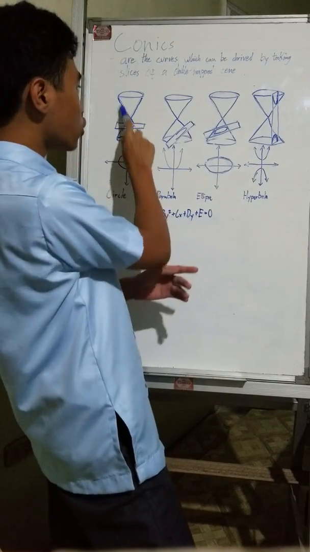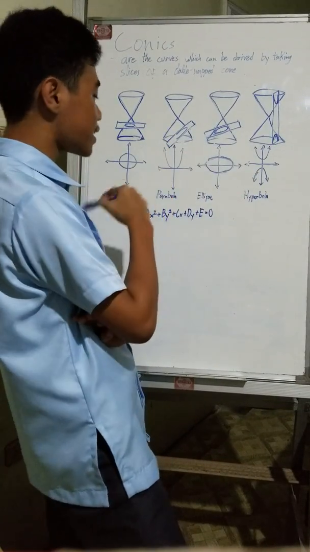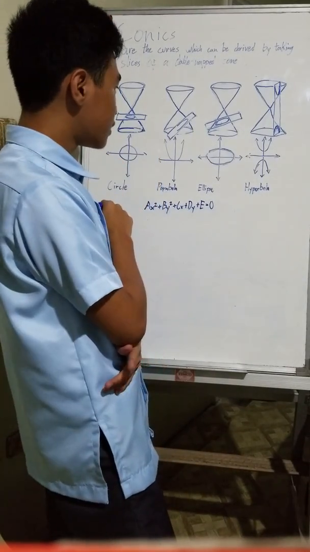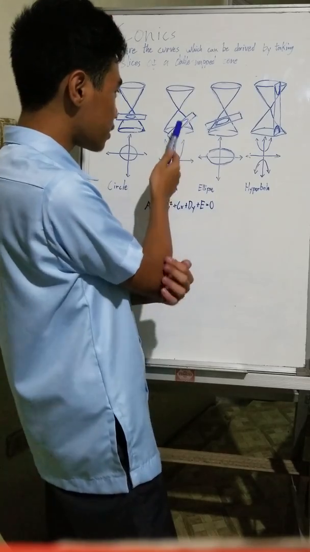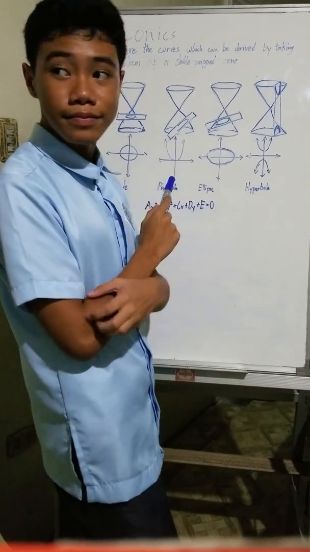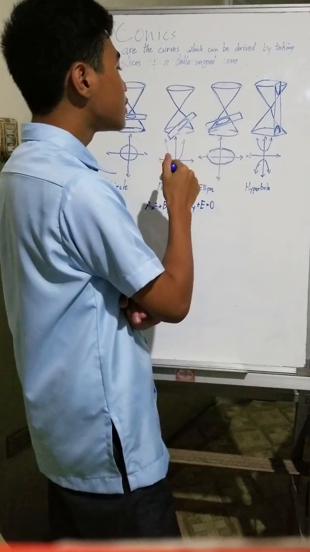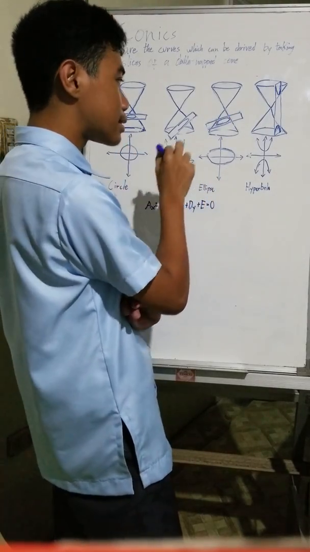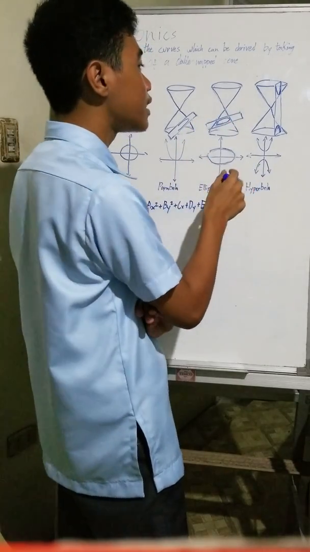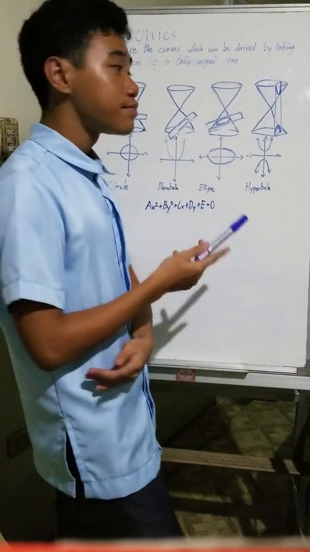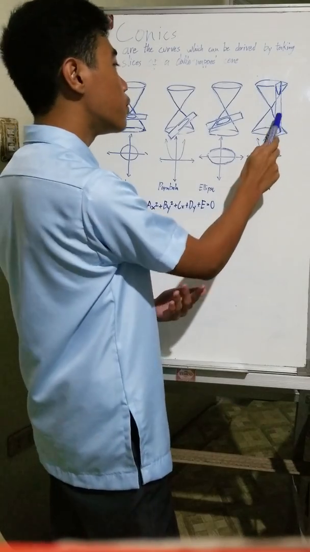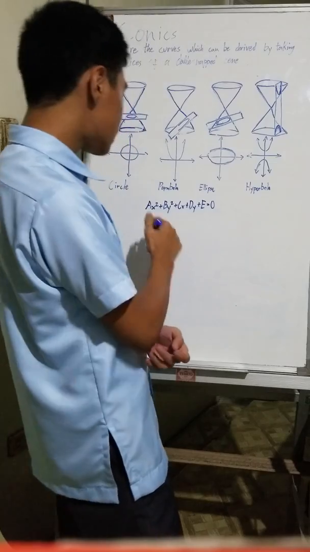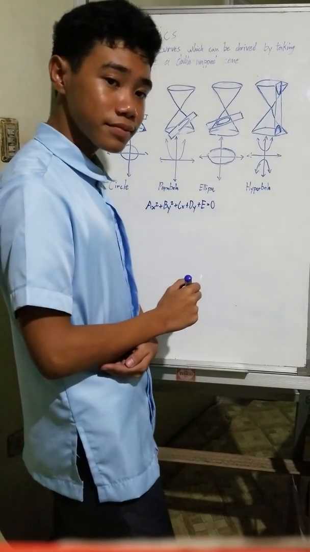So this is a double-nape cone, and these are the slices. This is a horizontal slice making a circle. This is a slanted slice near the bottom making a parabola. This is a slanted slice somewhere in the middle making an ellipse, similar to a circle but slanted. Then this is the hyperbola, which is straight and cutting through both sides of the cone, both opposite ends of the cone. And this is the general formula.